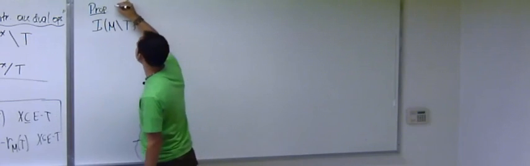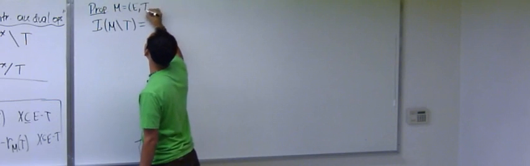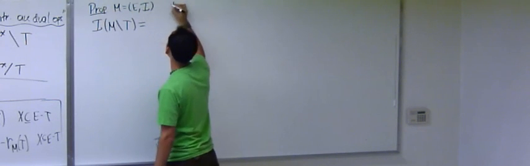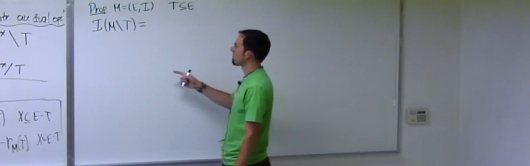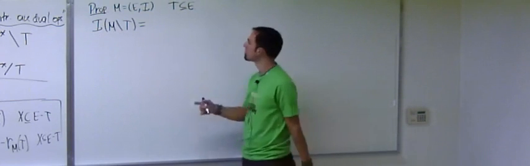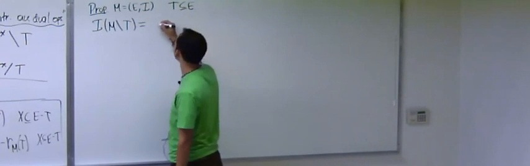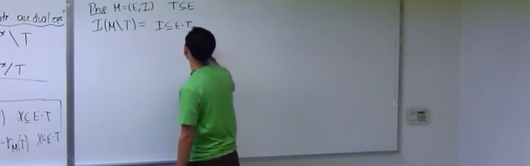So in other words, let M be a matroid, and T be a subset. The independent sets in the deletion are just the independent sets that survive when you delete T. So they are the things in your matroid which were independent.